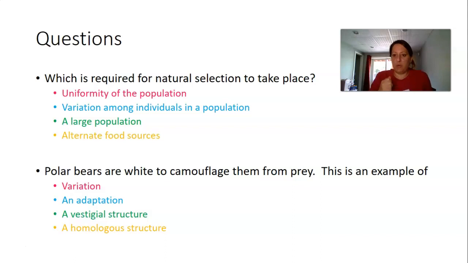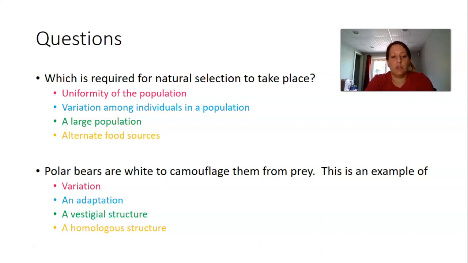So hopefully you chose blue. Okay, so variation is required in order for natural selection to take place. So what is variation? It's genetic, heritable differences in a population. That is really what natural selection is going to act on. It's going to select for or against certain phenotypes that have a basis in genotype, right?